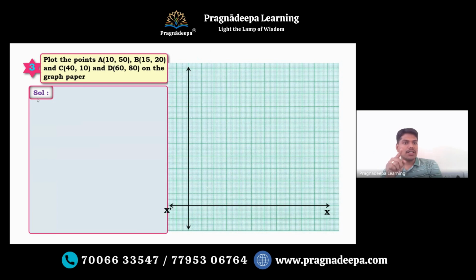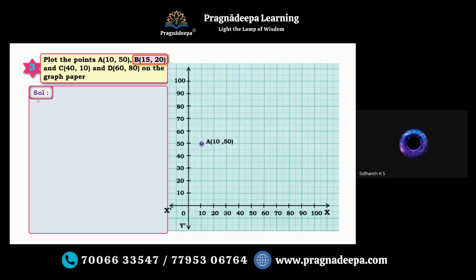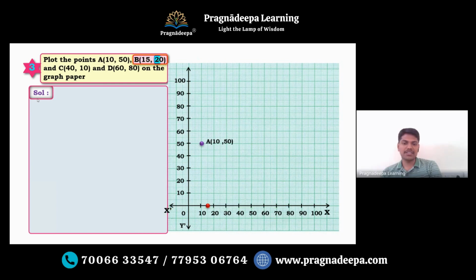Now observe the x coordinates, that is 10, 15, 40, 60. Can I take multiples of 10 on both the x-axis and y-axis so that it is easy to mark, right? Yes, sir. So (10, 50) is easy to mark, 10 on the x-axis and 50 on the y-axis. 15 on the x-axis, how will you mark the point 15? Sir, you have to go between 10 and 20. Perfect. 20 is already there. Yes, sir. (40, 10) is easy. (60, 80) is also easy.